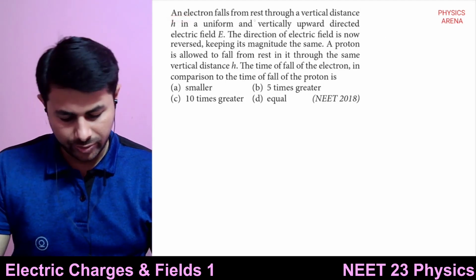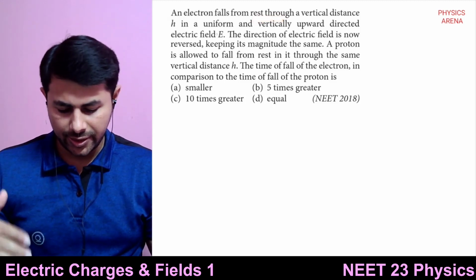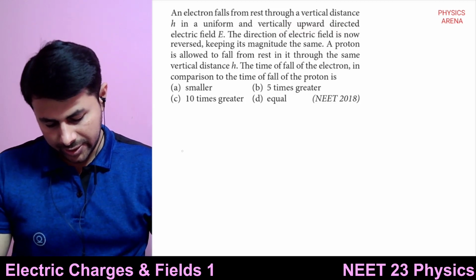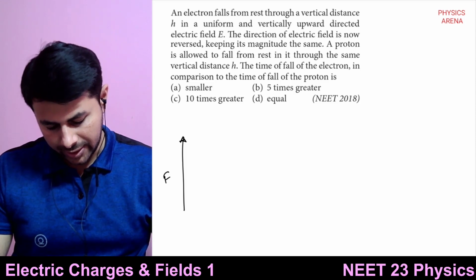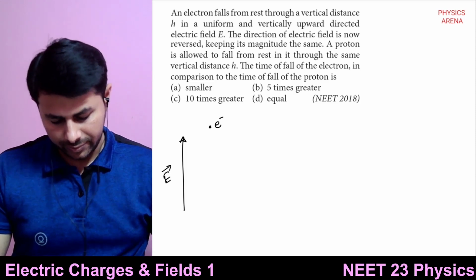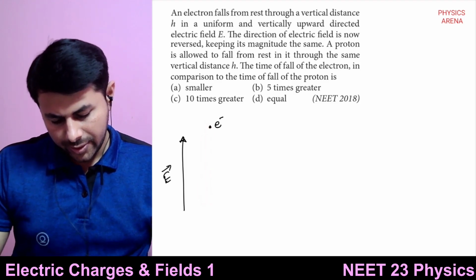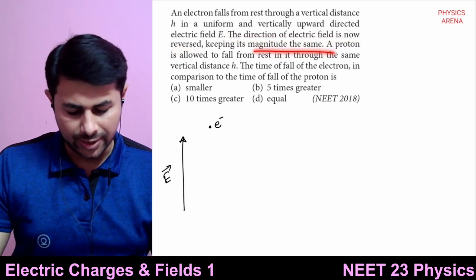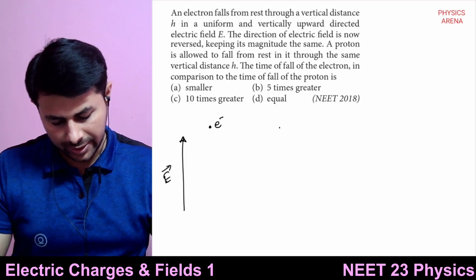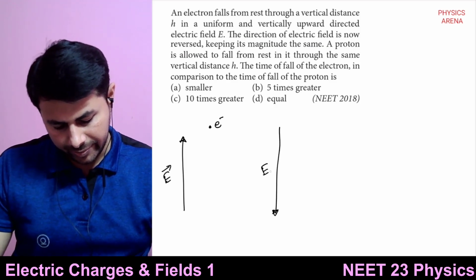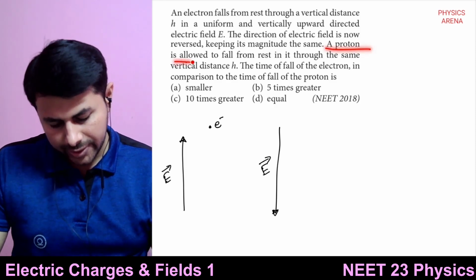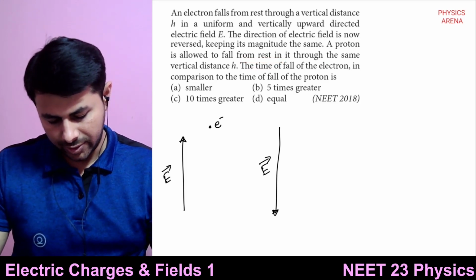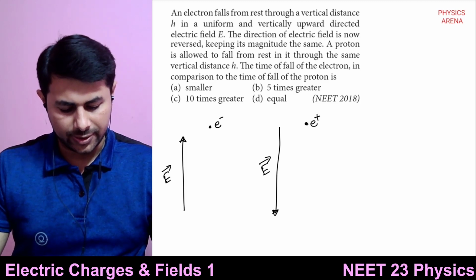An electron falls from rest through a vertical distance h in a uniform and vertically upward directed electric field E. Okay, so electric field is directed like this, and you release an electron and it falls like this. Now the direction of electric field is reversed, keeping its magnitude same. So now you have electric field like this, its magnitude is same. The proton is allowed to fall from rest in it through the same vertical distance h. Okay, so this is a proton, E plus.